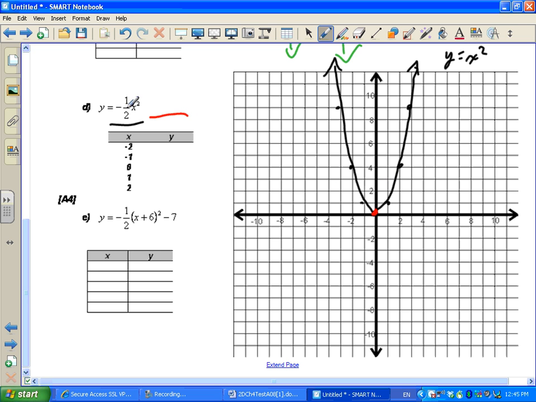The vertex, there's no h and k, so the vertex is at the exact same spot. It's negative, so it's facing downwards. And we multiply whatever we go up and down by a half. So normally I go over 1, down 1. But I multiply 1 by a half, I go over 1, down a half unit. Normally over 2, down 4. 4 times a half is 2, so I go over 2, down 2. Over 3, half of 9 is 4.5, so I go down 4.5. 4 squared is 16. Half of 16 is 8, so I go down 8.